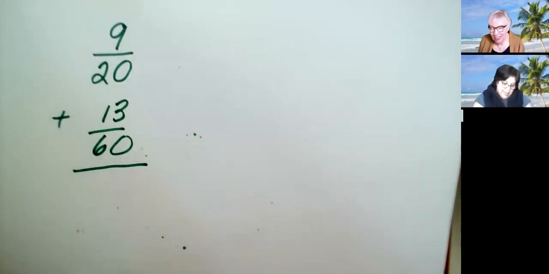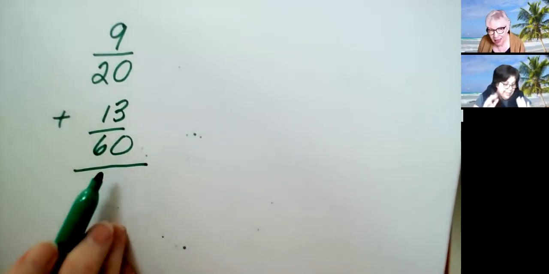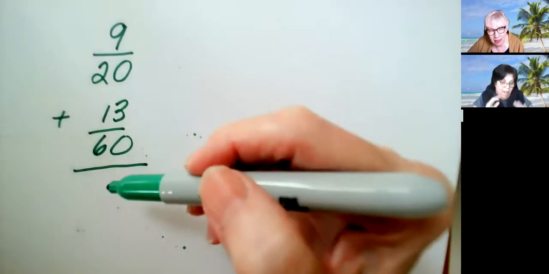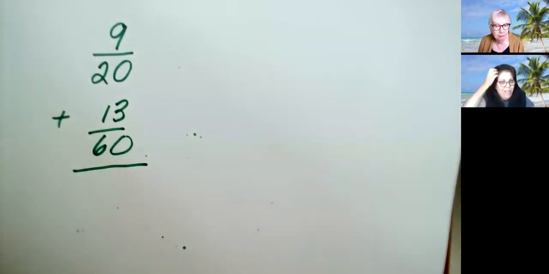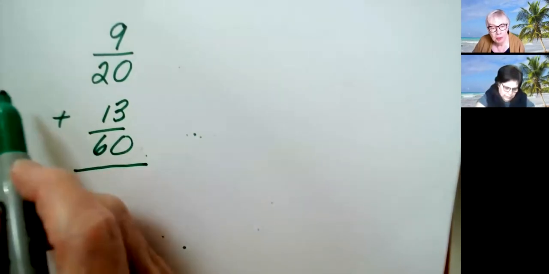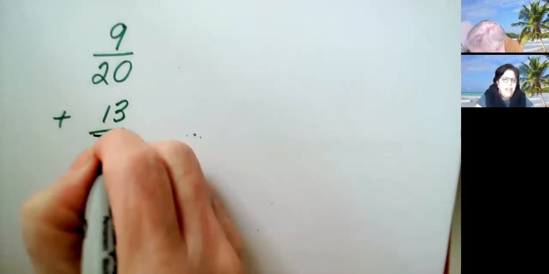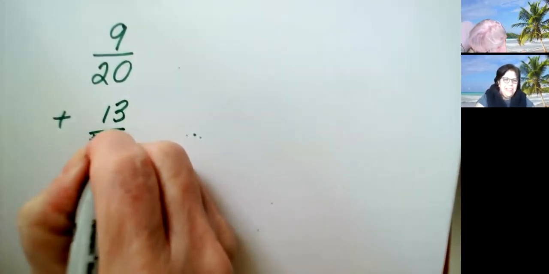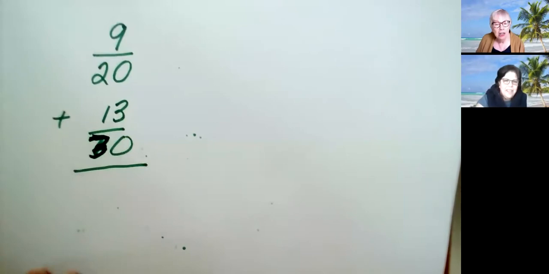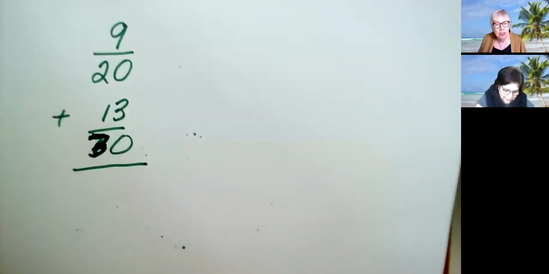Okay, notice I wrote them vertically because I think that's the best way. Oh, you already changed them? I don't know, was this 30? Did I copy it wrong? Yeah, it's 30, let's fix it. Okay, now you walk me through it. What do we need first?